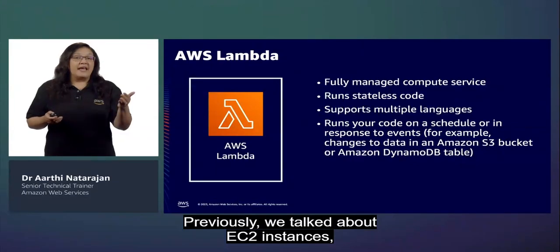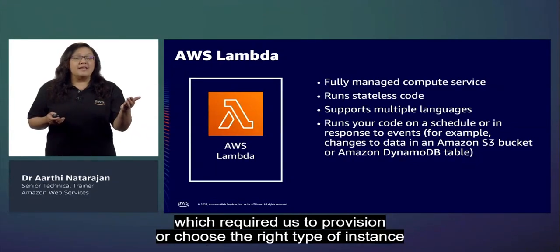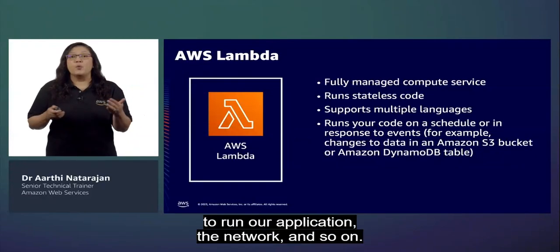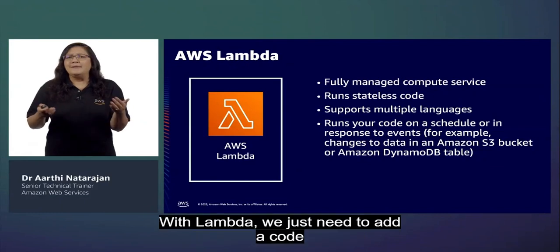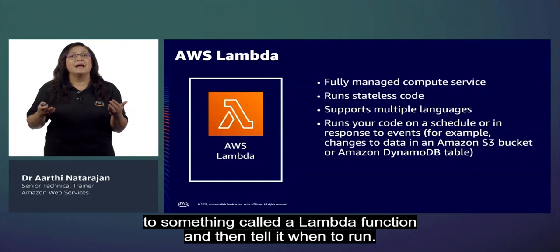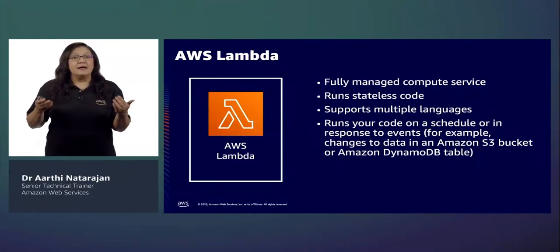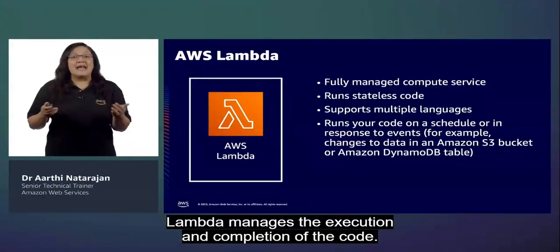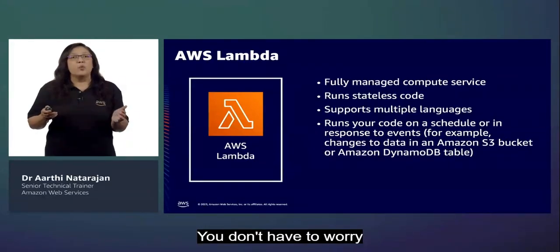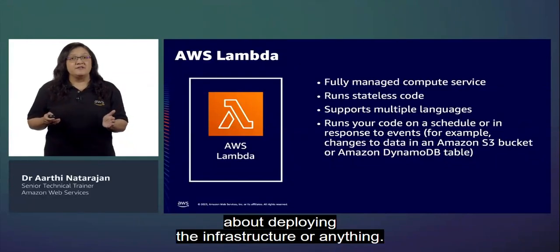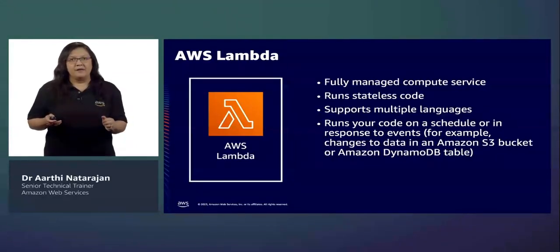Previously, we talked about EC2 instances, which required us to provision or choose the right type of instance to run our application, the network, and so on. With Lambda, we just need to add code to something called a Lambda function and then tell it when to run. Lambda manages the execution and completion of the code. You don't have to worry about deploying the infrastructure or anything.